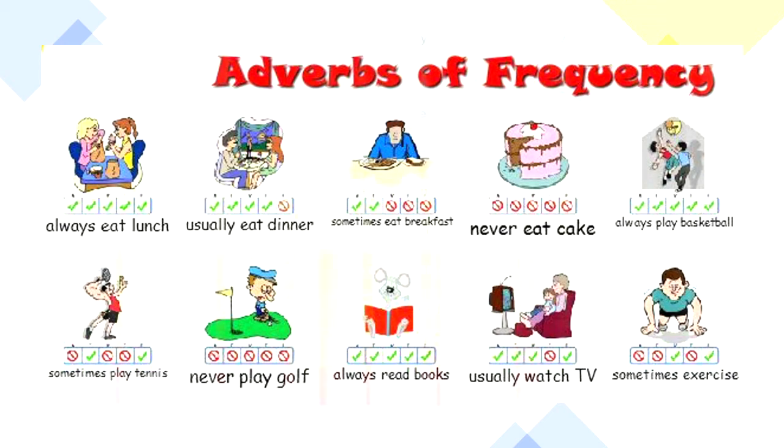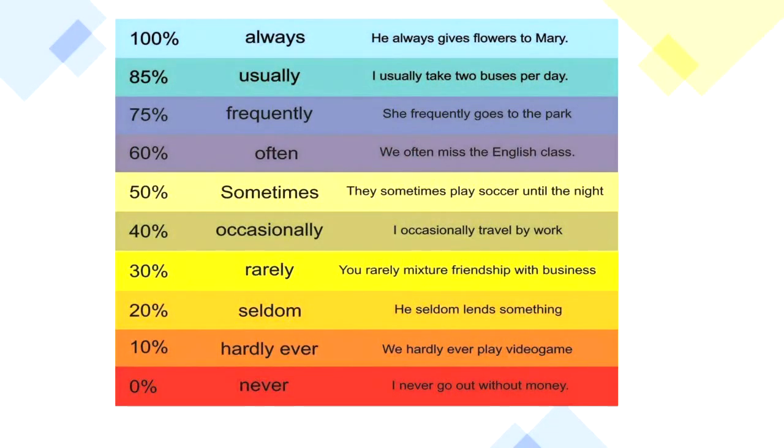Okay. Now next, just see this is described in terms of percentage to give you an idea of how we use these adverbs of frequency. When we do something 100% of the time, every time, he always gives flowers to Mary. When most of the time something is happening, I usually take 2 buses per day. Usually means generally. Frequently, she frequently goes to the park. Often, we often miss the English class. Sometimes, they sometimes play soccer until the night.